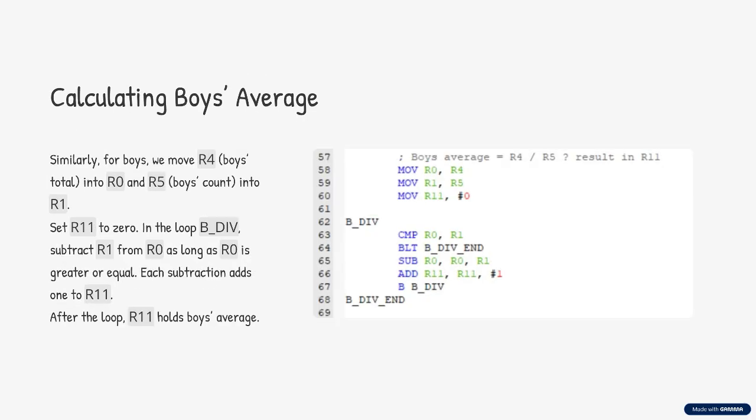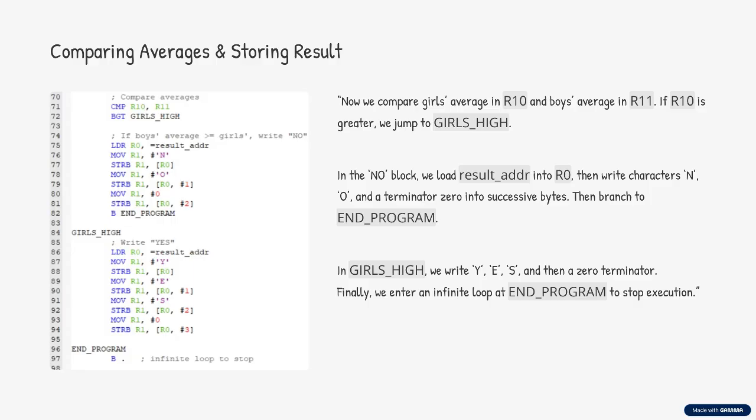Similarly, for boys, we move R4 into R0 and R5 into R1. Set R11 to 0. In the loop bdiv, subtract R1 from R0 as long as R0 is greater than or equal to R1. Each subtraction adds 1 to R11. After the loop, R11 holds the boys average. Now we compare the girls average in R10 and the boys average in R11. If R10 is greater, we jump to girls yes.